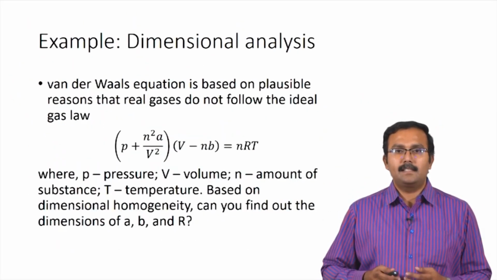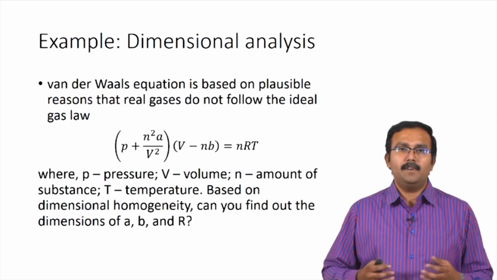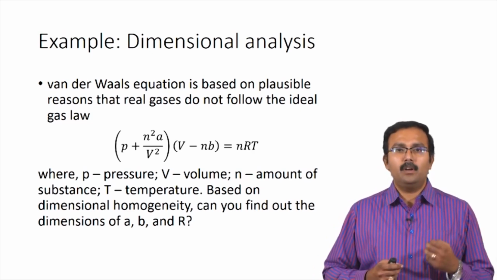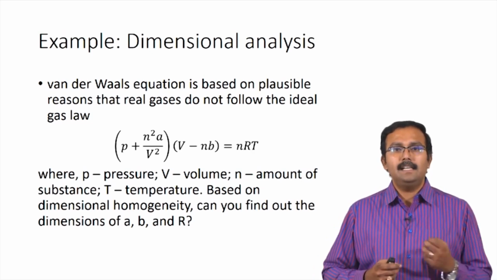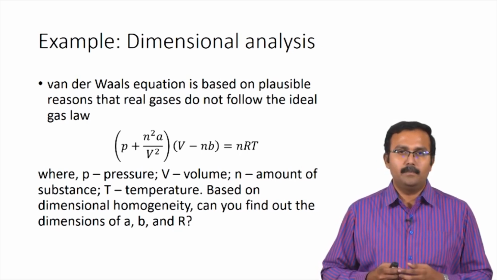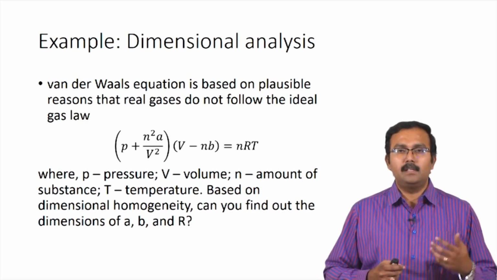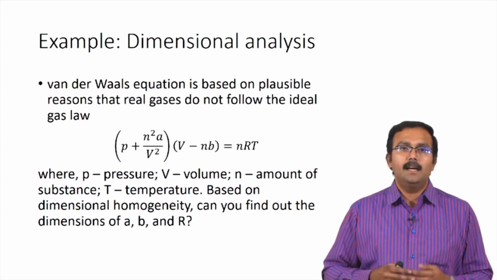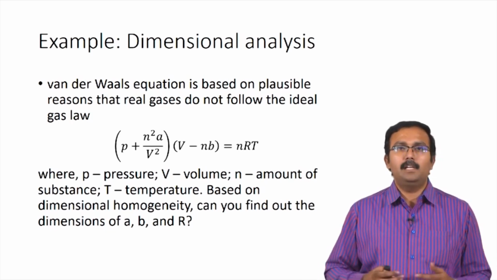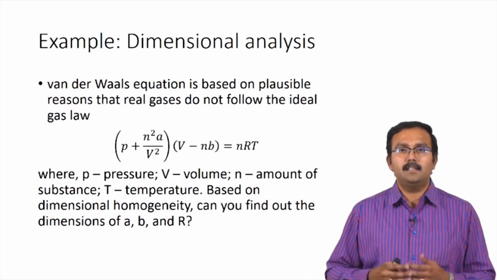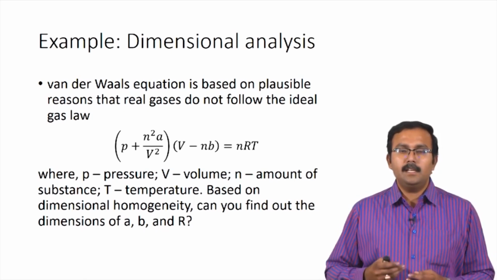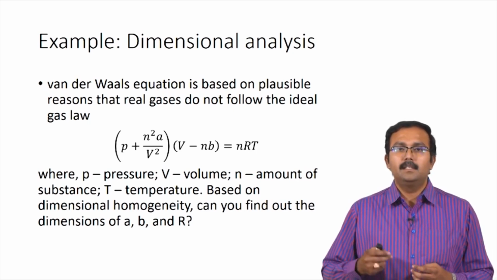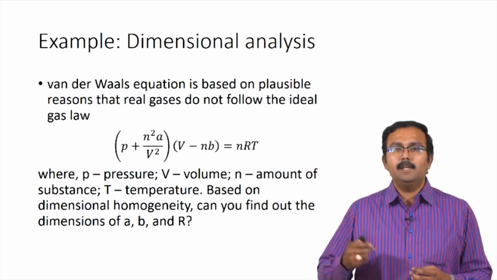So, let us try another example problem where we try to identify the dimensions of constants which we do not know. Van der Waals equation is based on plausible reasons that real gases do not follow the ideal gas law. So, we all know that the ideal gas law is PV equals nRT. In real cases, gases do not follow this, and Van der Waals equation is one of the model equations which describes such a real gas. So, the equation is given as (P + n squared A divided by V squared) times (V minus nB) equals nRT.